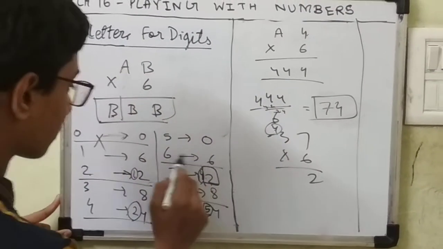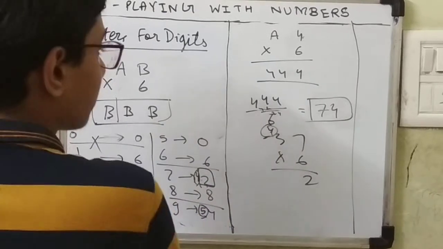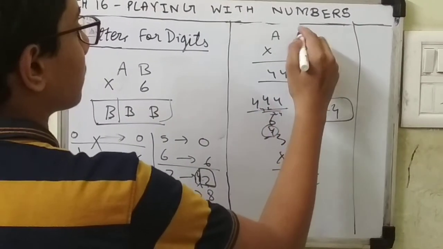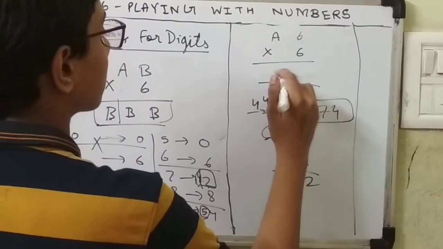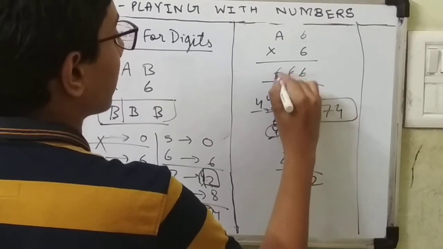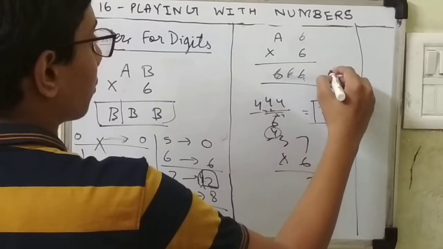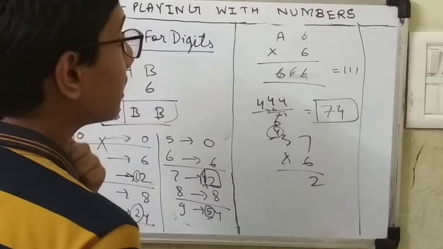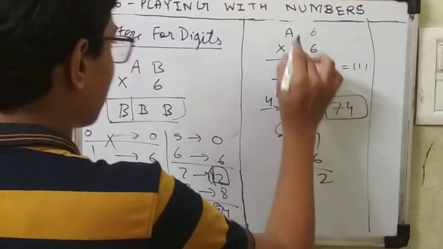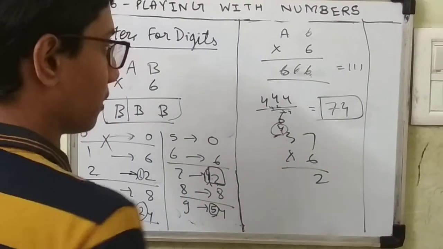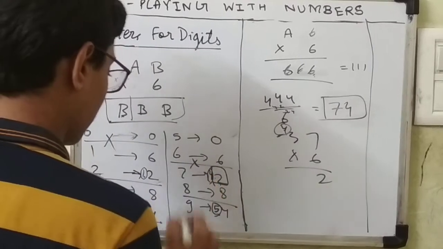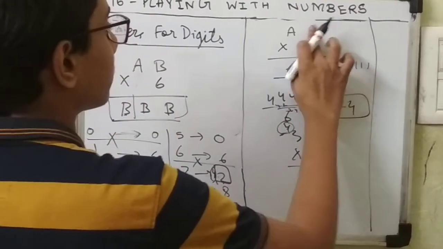Now let's come to this one. 6. Again I will be changing here. You can directly solve. 666 divided by 6 is 111. It's a 3-digit number, but we want a 2-digit number, so gone. This also gone. Now let's check the last condition, which is 8.